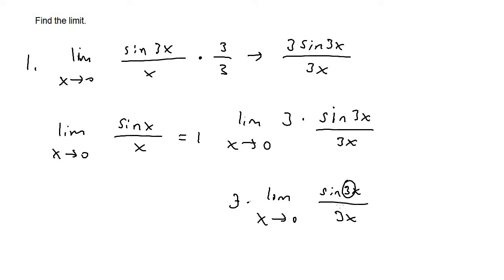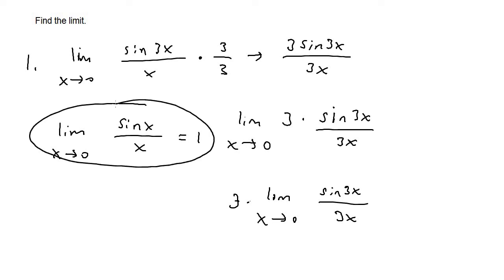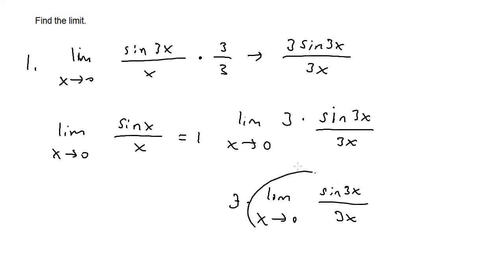Now because the coefficients are the same, we can use the limit formula here, where the limit as x approaches 0 of sine of x over x equals 1. So this limit is equal to 1. So we have 3 times 1, which gives us the final answer of 3. And that's how you evaluate the limit using these special trig limits.